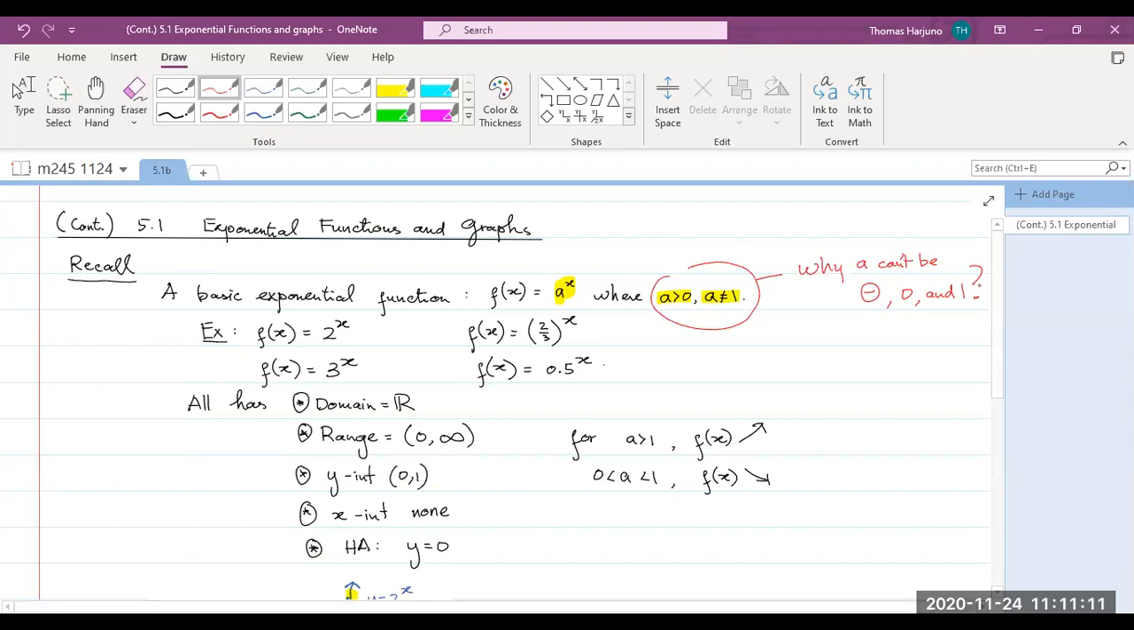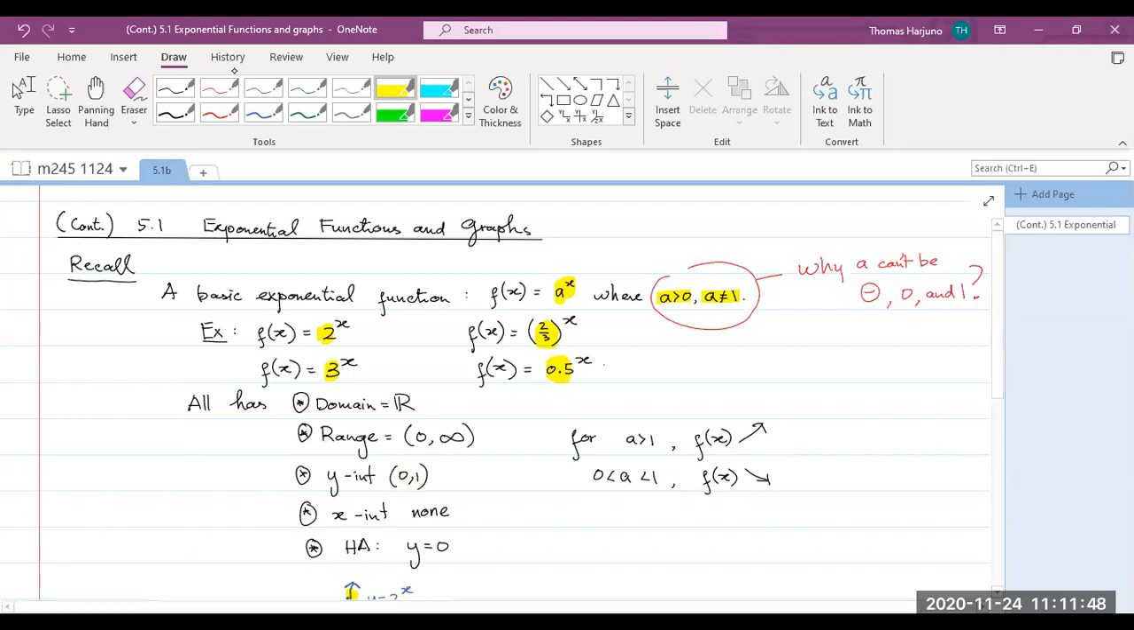Now, for example, for these basic exponential functions, like f(x) = 2 to the x, we even graphed it last time. Okay, 3 to the x, (2/3) to the x, and (1/2) to the x. So the bases are these. The base has to be positive and not 1. Now, all these exponential functions have domain all real numbers. The range is from 0 to infinity, not including 0, just positive real numbers. The y-intercept is (0, 1).